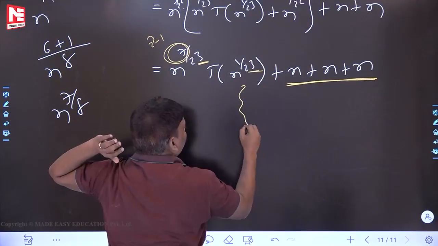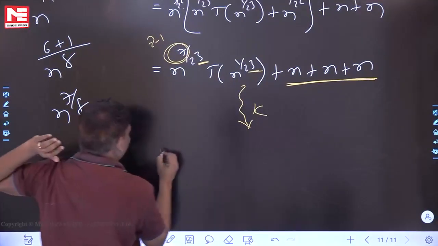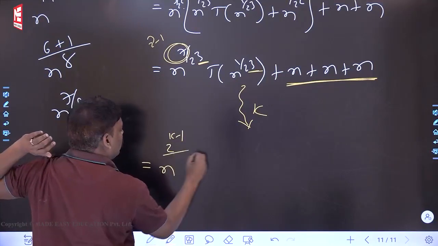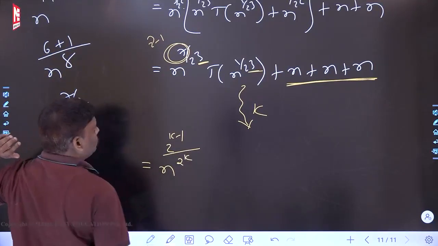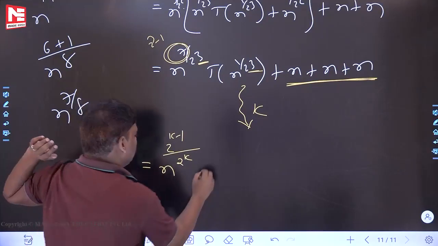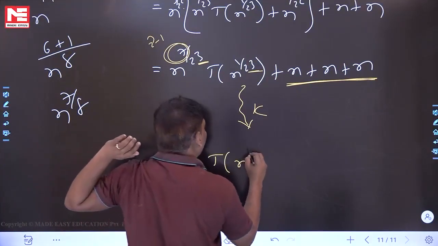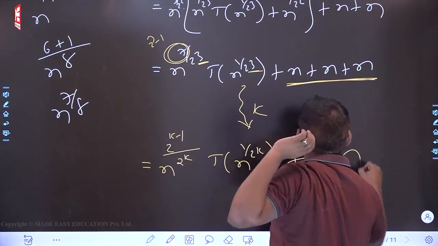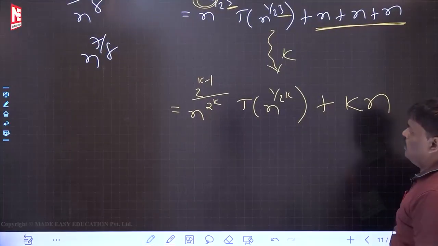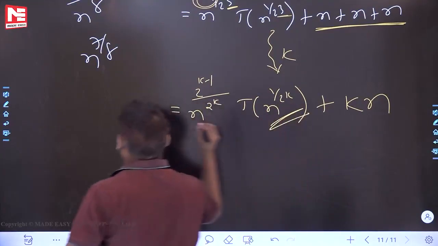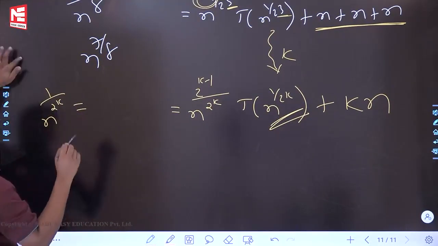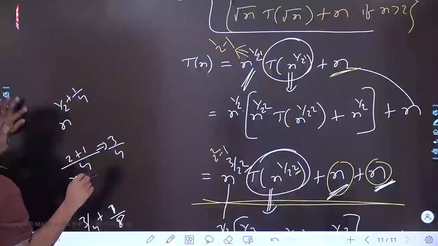If you do k times, what is the answer? If you do k times, this will become n power, what is the answer? 2 power k minus 1 by 2 power k. It is T of n power 1 by 2 power k plus kn. And one more, this should be the termination. What is the answer? N power 1 by 2 power k is equal to, what is the termination, whatever they take?